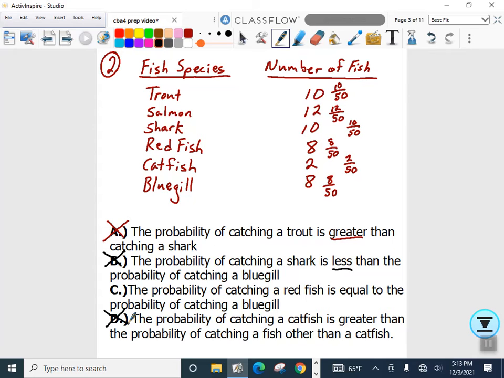All right, we only have C left. And a lot of people would say, well, that must be the answer. But we need to evaluate that answer, because if we find that that answer would be false, then we have 4 false answers, and so somewhere something went wrong. And that gives us a clue whether to try these problems again, or if it does prove to be true, then we know we have the right answer. The probability of catching a redfish is equal to the probability of catching a bluegill. And we see the redfish, it's 8 out of 50, and bluegill is 8 out of 50. So, yes, C is the correct answer.